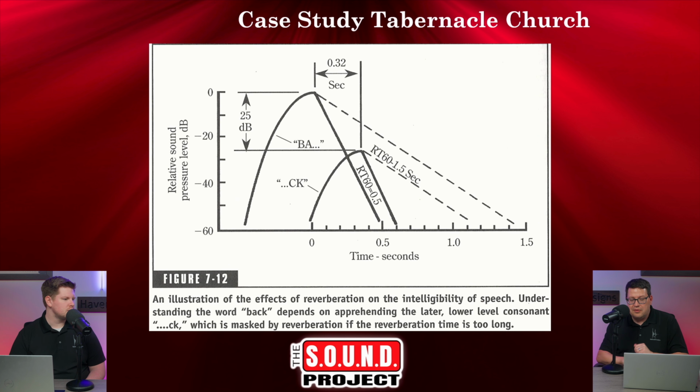But if you change the reverb time to 1.5 seconds in a room like that, notice how the BA goes up, and this dotted line is how long it takes to decay, versus the CK, which goes up and then dies out in 1.5 seconds, and it's suddenly just masked completely by that low frequency sound. So that's the importance of making sure that the low end isn't too boomy and bass heavy. You want things to decay more naturally together, because otherwise it will create a problem where you can't understand words. Wow. Yeah.